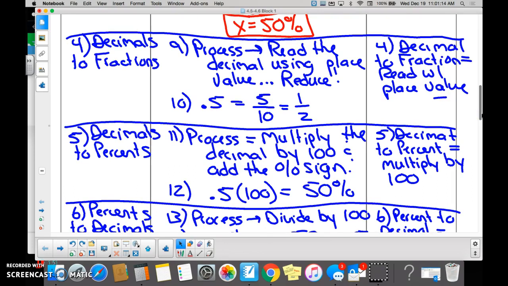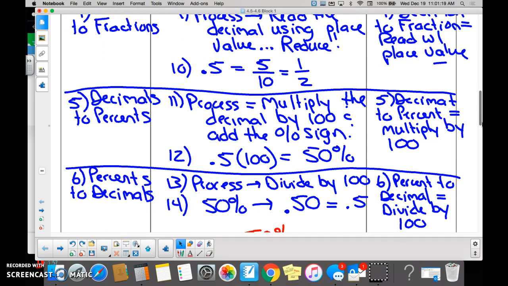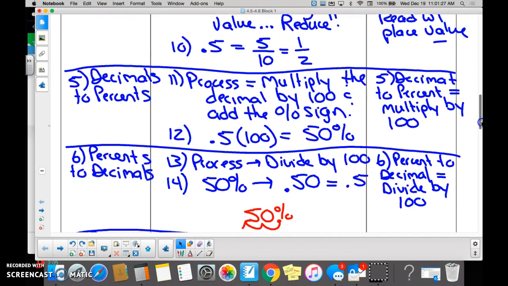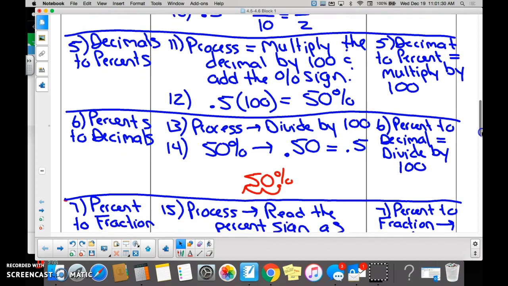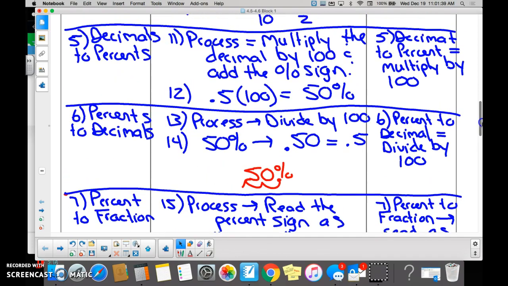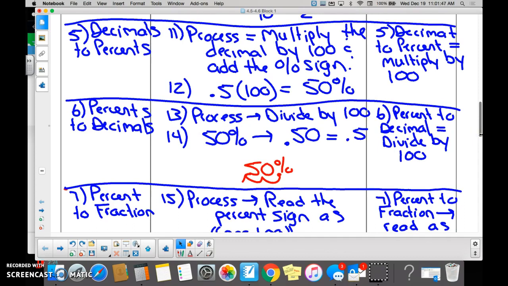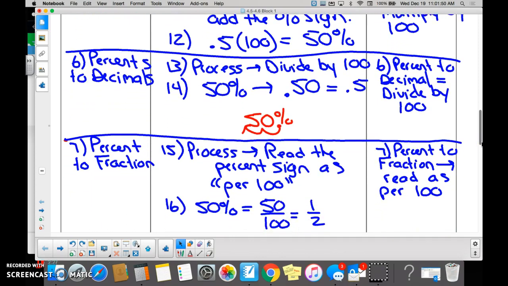Number 5, decimals to percents. What are we doing to get from a decimal to a percent? What is the quick, easy conversion? Samaya. You multiply the decimal by 100, or you move the decimal point 2 places to the right. How do you get from a percent to a decimal, everybody? You divide by 100. So if you look at number 5 and 6, you are just doing the opposite, and you know that multiplication and division are opposite operations. Therefore, you would multiply by 100 to get from a decimal to a percent, and divide by 100 to get from a percent back to a decimal. And dividing by 100 means you move the decimal point 2 places to the left.